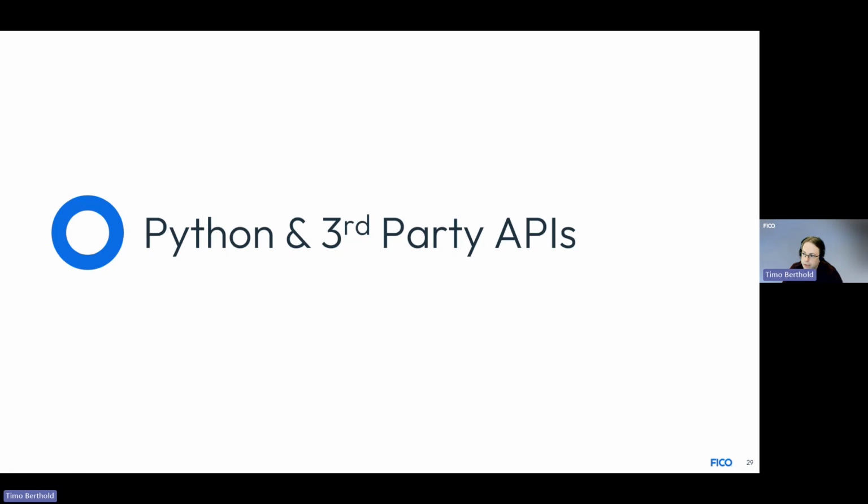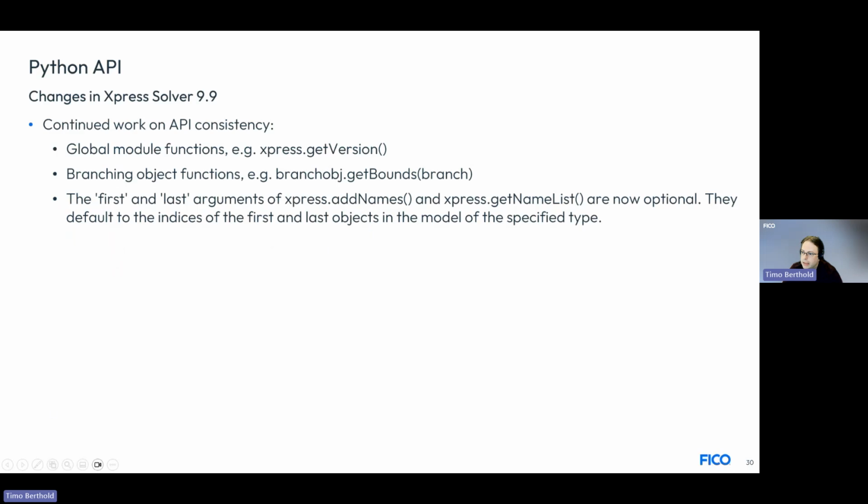Okay, and while not covering all the higher language APIs, let's at least quickly look into Python and some third-party APIs. So on the Python side, we've continued our work on API consistency. At this point, it's really just some final cleanups and smoothing. This included this time introducing some global module-level functions such as get version, new branching object functions, and the ability to omit the first and last argument of express object names, which now defaults to some sensible predefined values.